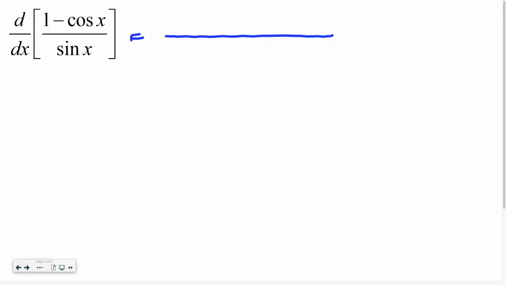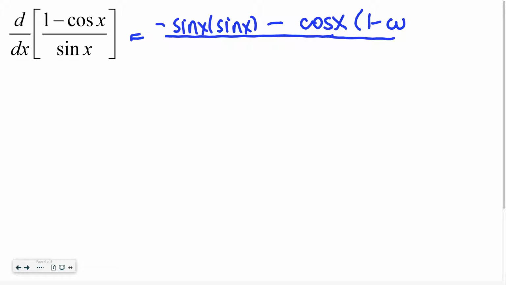I said negative sine x times sine x, minus cosine x times 1 minus cosine x, and then over sine x squared. Would it be positive sine x because it's a negative cosine? Yeah, it's negative cosine x, so that would be positive sine.